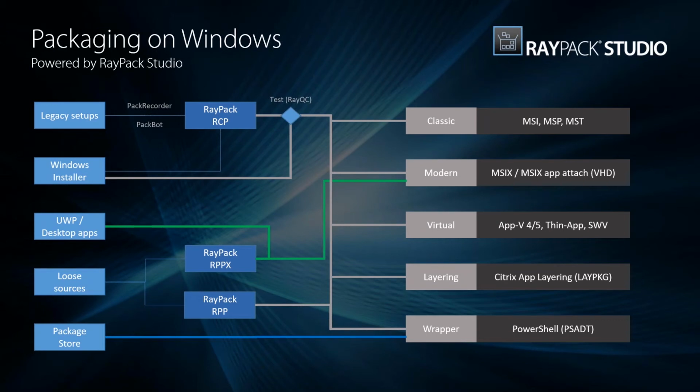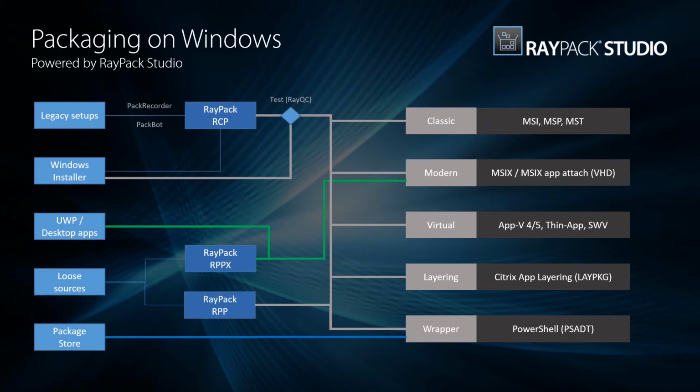With this release, we close the gap that you can see right now on the right side. Our approach from the very beginning was to have a single source of truth. That was the RayPack project, in RCP or RPP format. From that project, you could go to the MSI world by conversion to MSI, MSP patches, and transforms. You could also do that with the virtual formats, like converting to App-V 4, 5, ThinApp, and Symantec solutions. In recent months and years, we added MSIX to that, and also PowerShell App Deployment Toolkit for apps which cannot be converted or are coming from our package store.